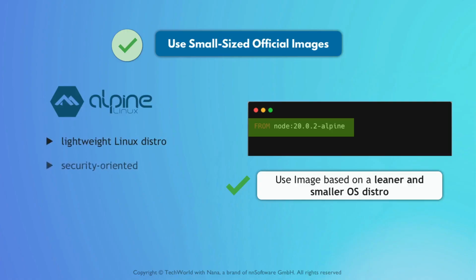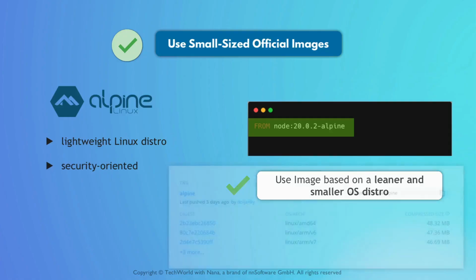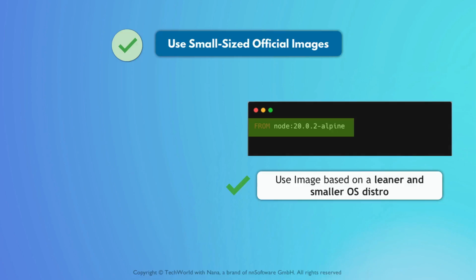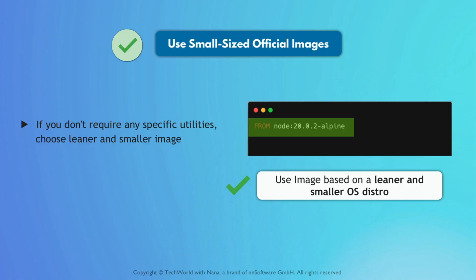And for most of the images that you look at on Docker Hub, you will see a version tag with Alpine distribution inside. It is one of the most common and popular base images for Docker containers. So the best practice here is that if your application does not require any specific system utilities or libraries, make sure to choose the leaner and smaller images from the selection.